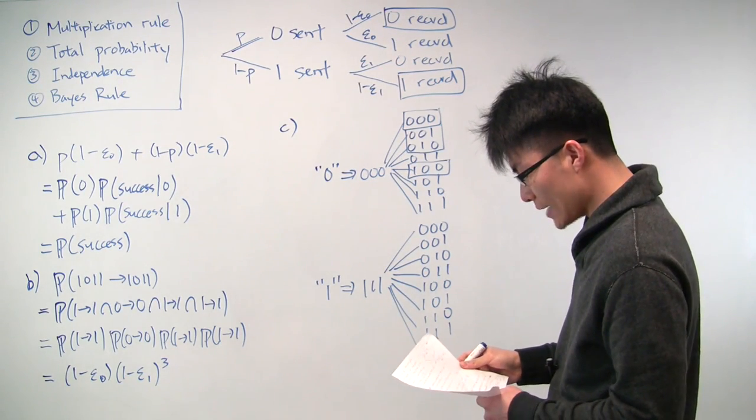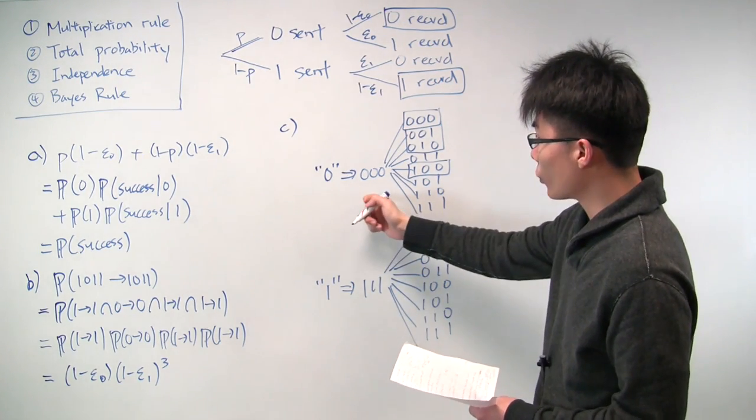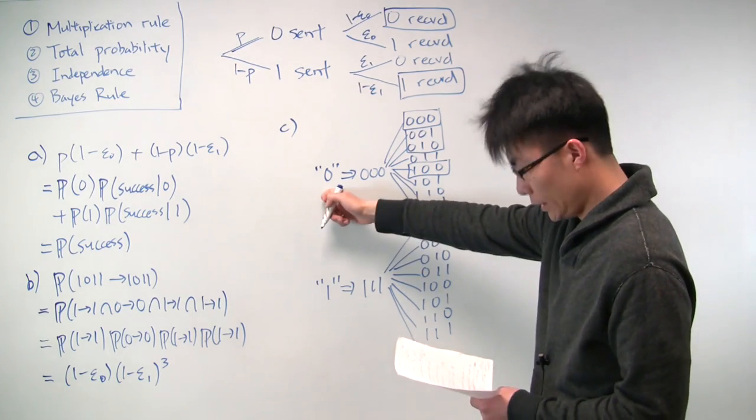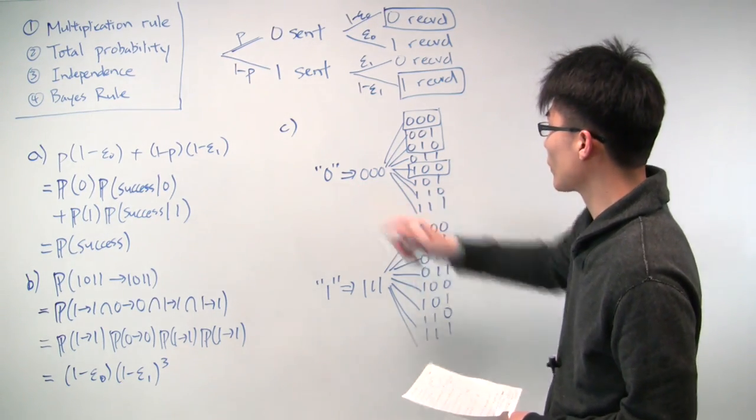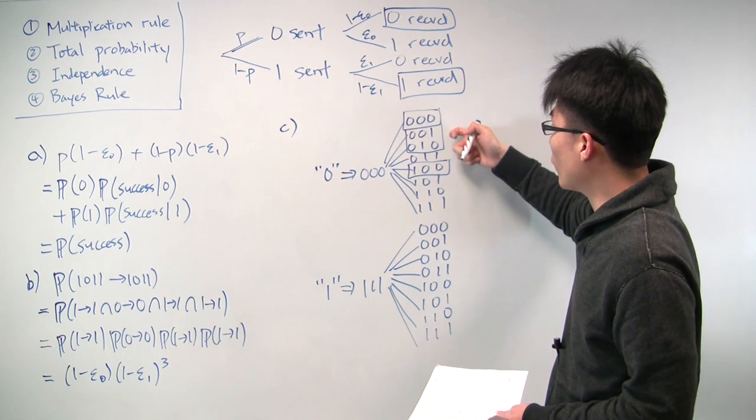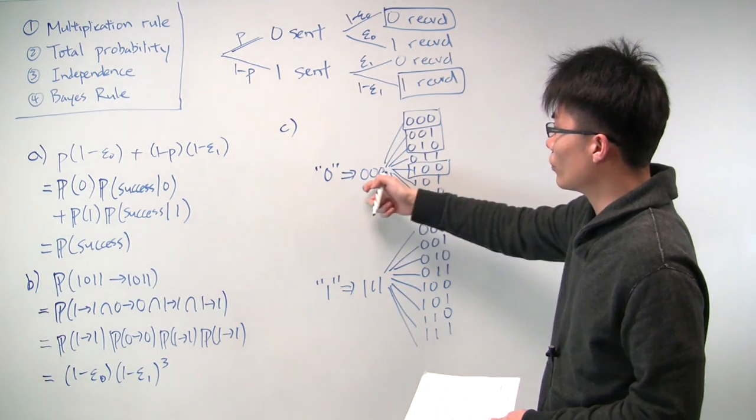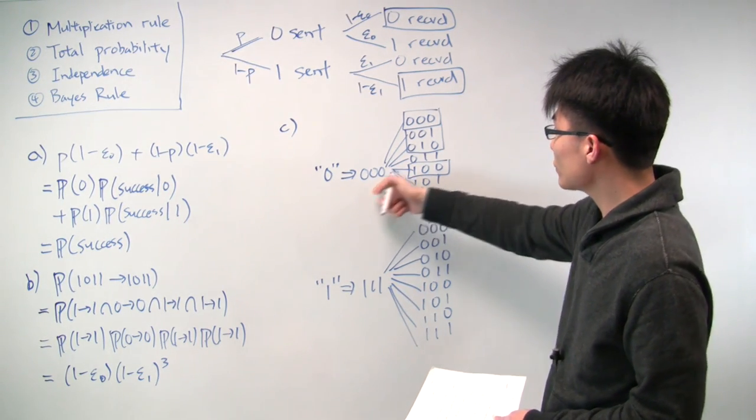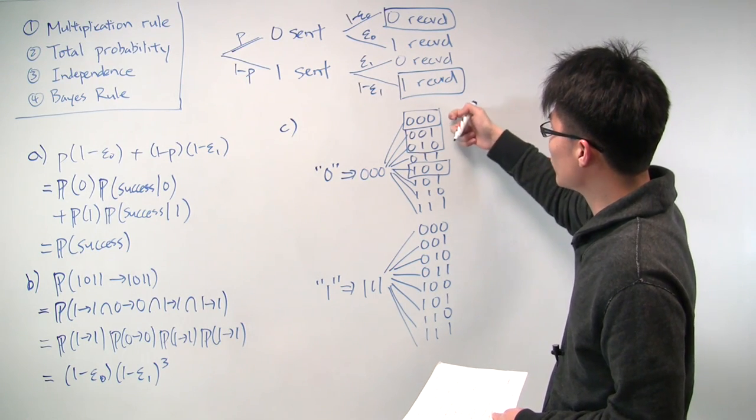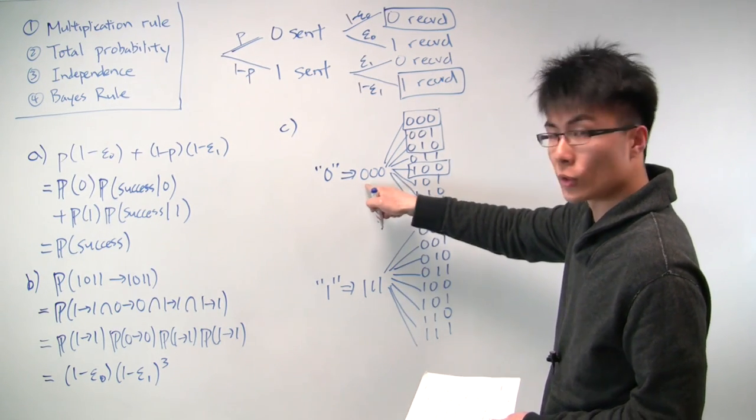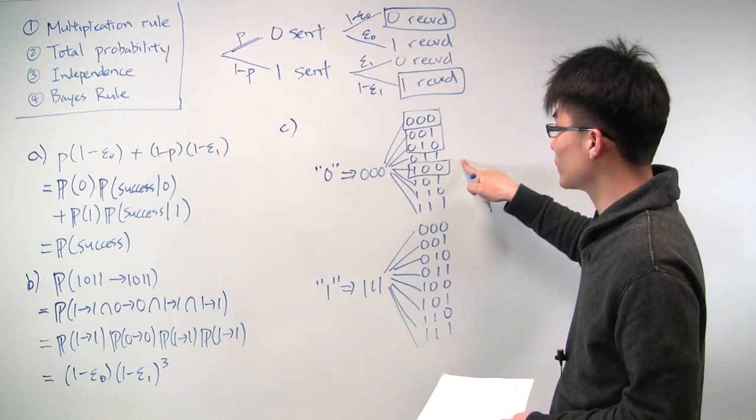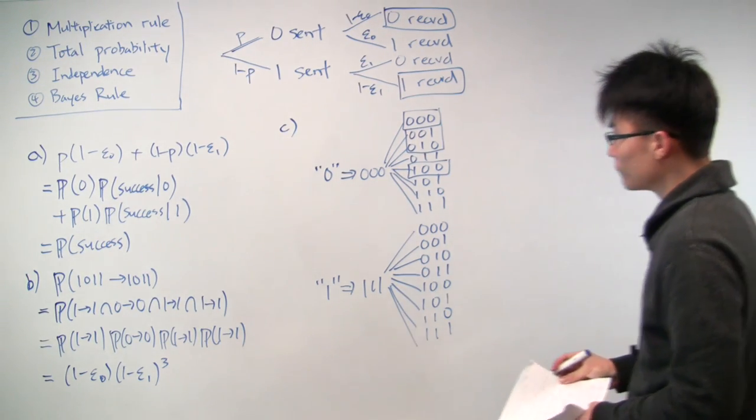So part C is asking, given this majority rule and this redundancy, what is the probability that a 0 is correctly transmitted? Okay, so well, to answer that, we've already identified these are the 4 outcomes where a 0 would be correctly transmitted. So to find the answer to this question, all we have to do is find the probability that a sequence of 000 gets turned into one of these 4 sequences. Okay, so let's do that.